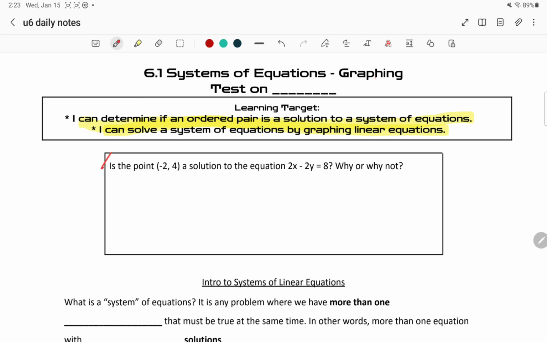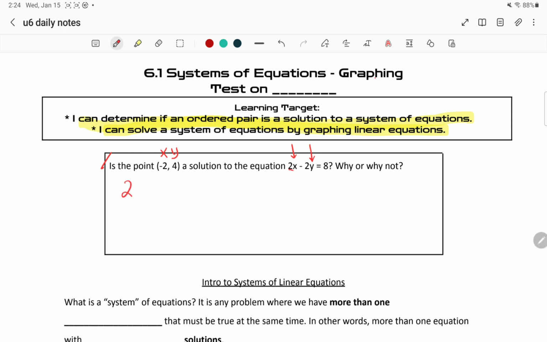Here's my first question. Is the point -2, 4 a solution to the equation 2x minus 2y equals 8? Why or why not? So, think about it like this. -2, 4 is an x value and a y value. And in my equation, I have an x value and a y value. So I can plug in my x and y into my equation and solve. So I'm going to start here.